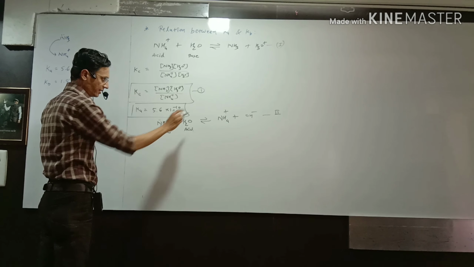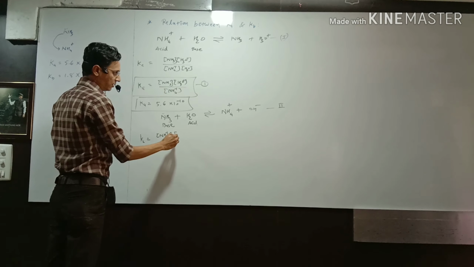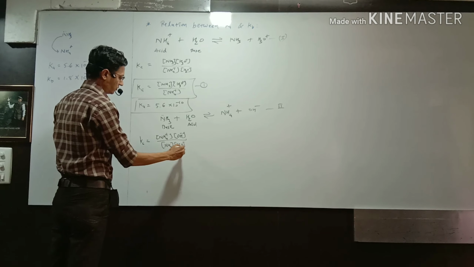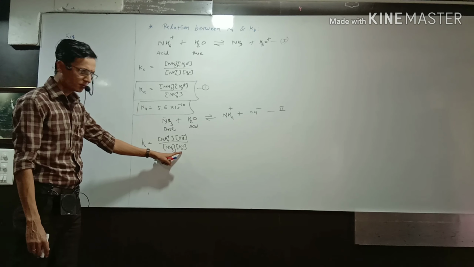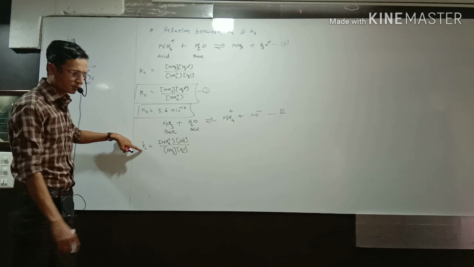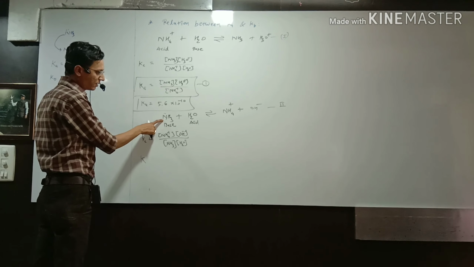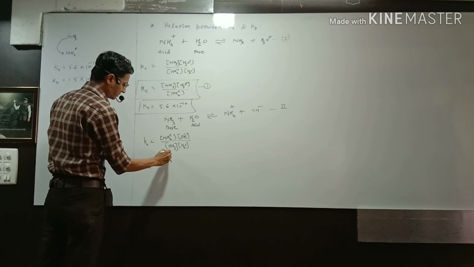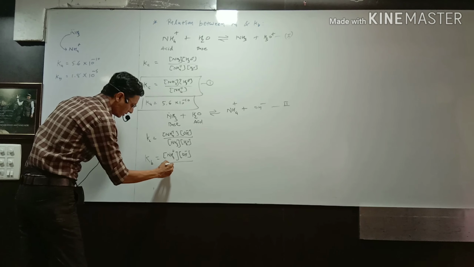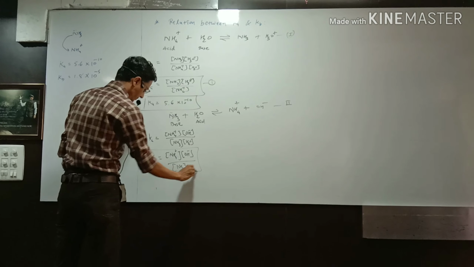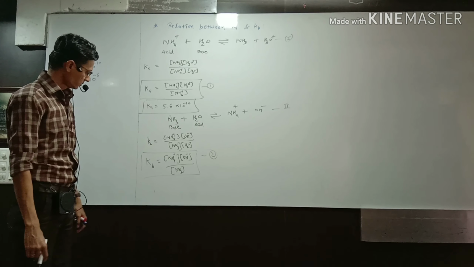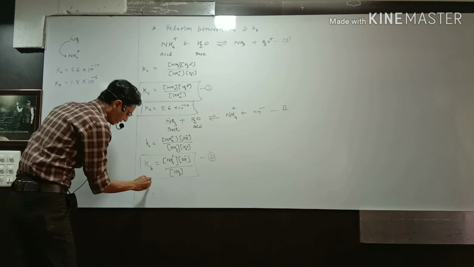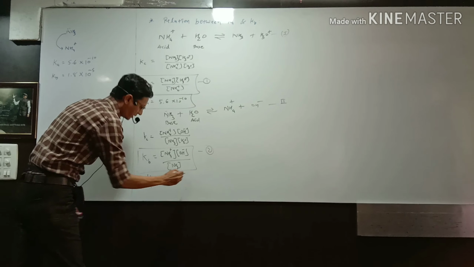If we write Kc, then Kc is the concentration of ammonium ion and the concentration of OH minus ion upon the concentration of ammonia as well as water. Again, the concentration of water being constant can be multiplied with this constant, so it forms a new constant, which is the ionization constant for this base, Kb. Kb is the concentration of NH4 plus into OH minus upon the concentration of ammonia. The value of Kb for ammonia is 1.8 into 10 raised to minus 5.